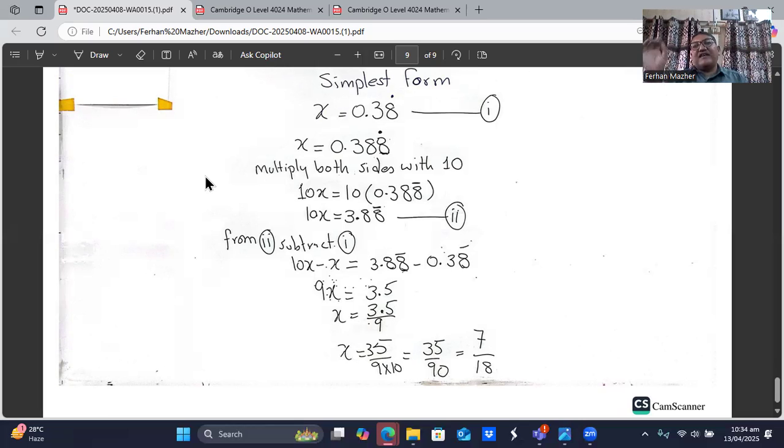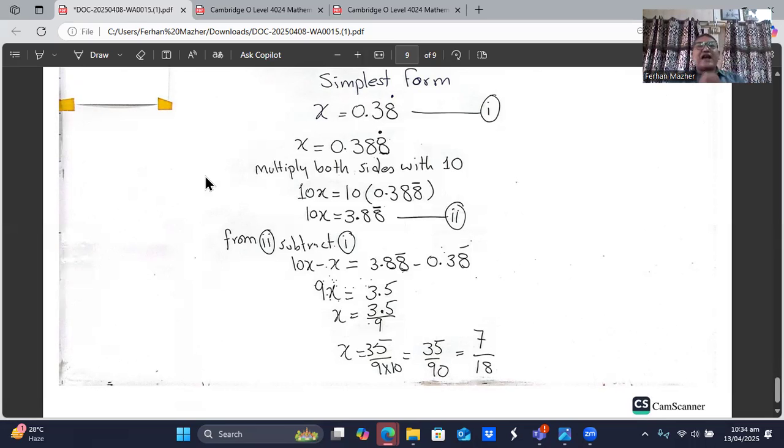It is a non-terminating recurring decimal fraction. Okay, so 35 and 90 can be further simplified with the table of 5. So it will be 7 by 18. If you enter 7 divided by 18 in your calculator, you will get 0.3888888. That 8 is non-terminating recurring. This fraction is called a non-terminating recurring decimal fraction, and we have learned how to convert this into a simple fraction.